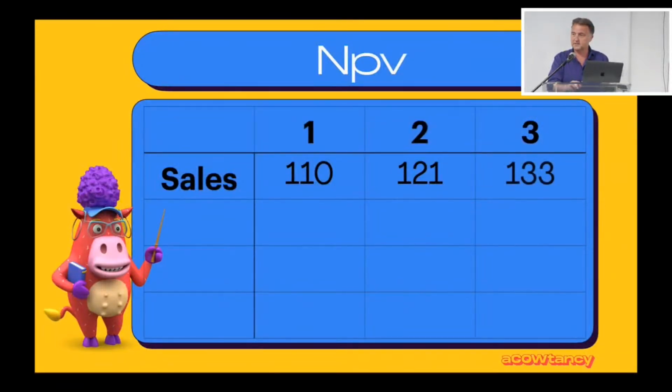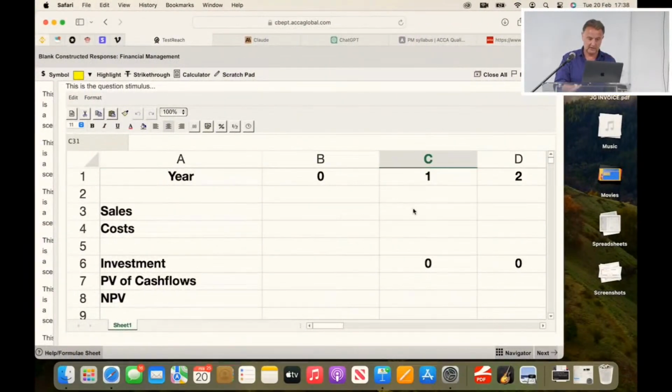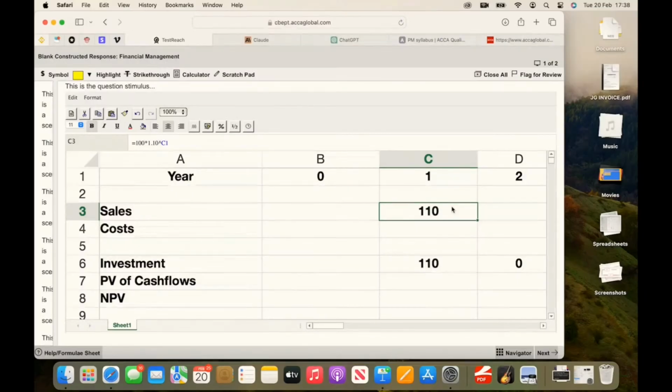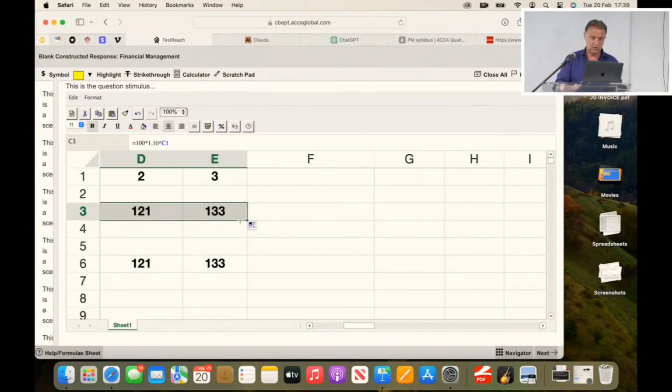Does that make sense? Yeah, okay. Do say if it doesn't. So I'm going to try and do that on here now. Can you see this? Yeah, okay. So I'm going to put in here 100 times by 1.10 to the power of, then click that number 1 there. If you set it up like that, the key with the ACCA spreadsheet is that little cross. That's your copy and paste sort of thing. So you get hold of the cross and you drag it across, and it should all work.